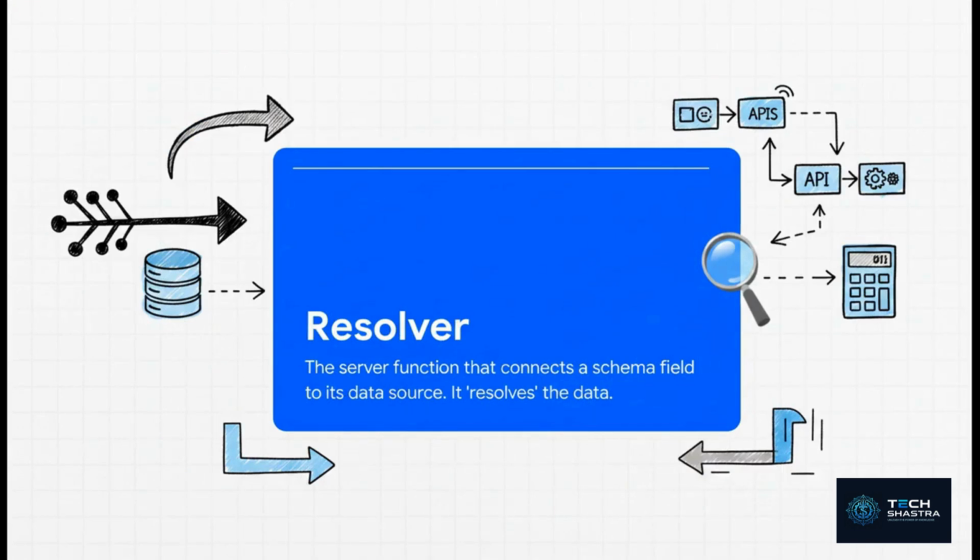Okay, now for the secret sauce that makes it all work. Resolvers. For every single field you define in your schema, you have a little function on your server called a resolver. Its whole job is to figure out how to get the data for that one specific field, whether that means grabbing it from a database, calling another API, or just doing a quick calculation.